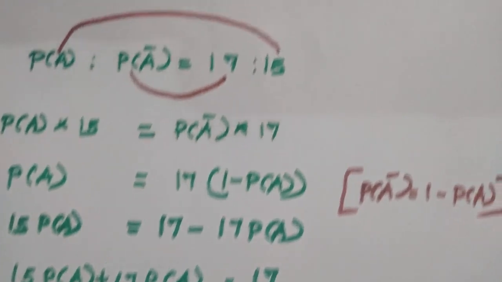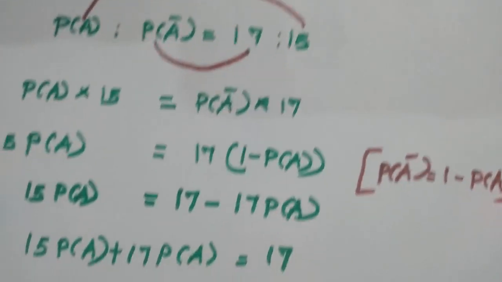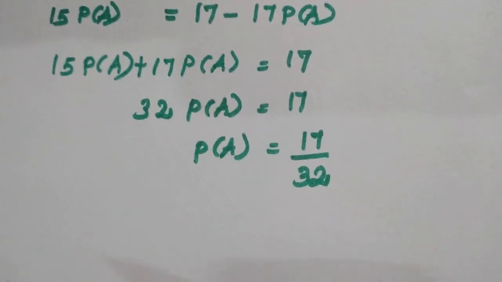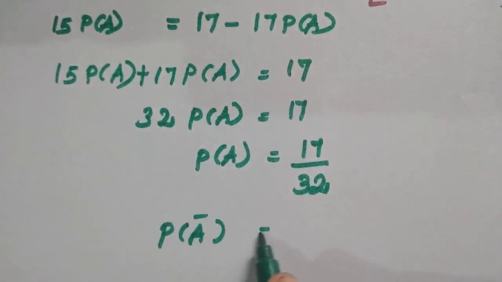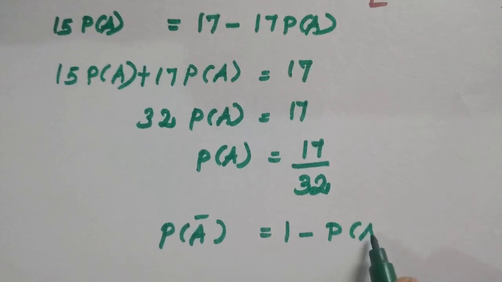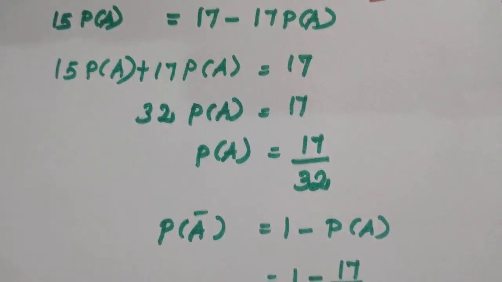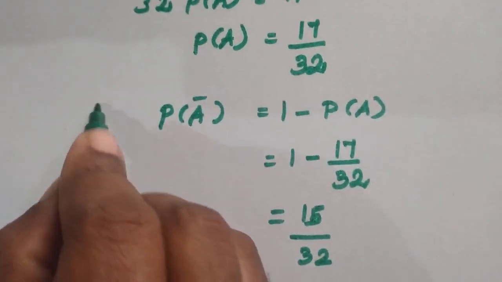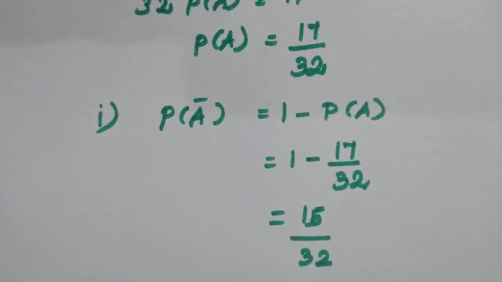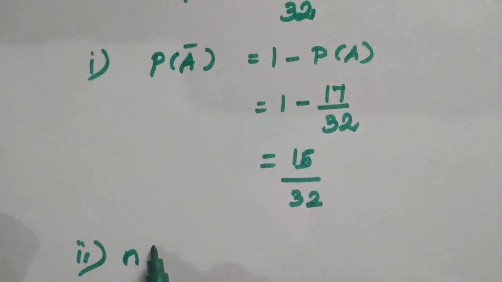But in the question they ask you to find P of A dash and N of A. So from this we can find P of A dash. P of A dash is equal to 1 minus P of A. Now in the place of P of A, substitute the value, 1 minus 17 by 32. So the value is 15 by 32. So this is the first one they ask you to find in the question. And the second one is, we have to find N of A.